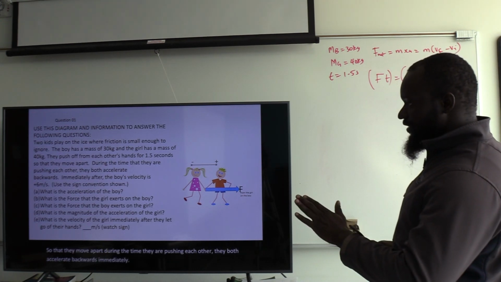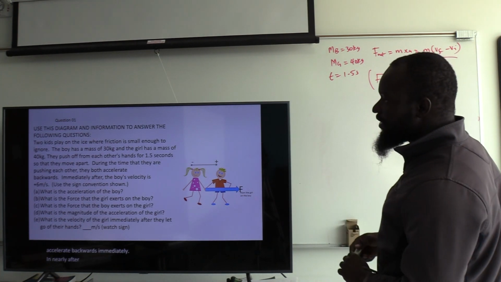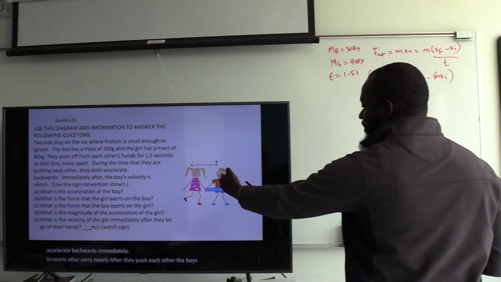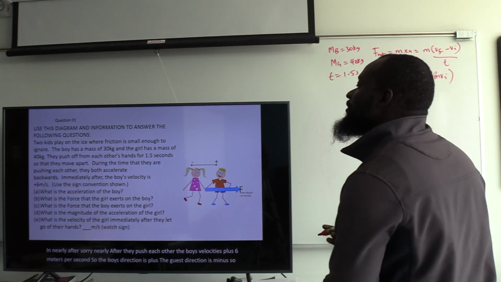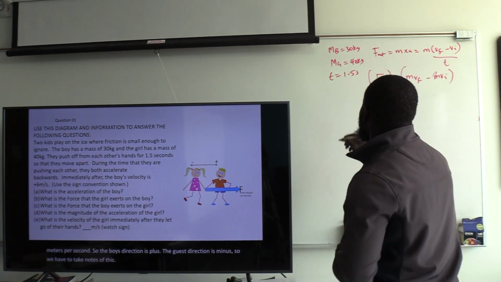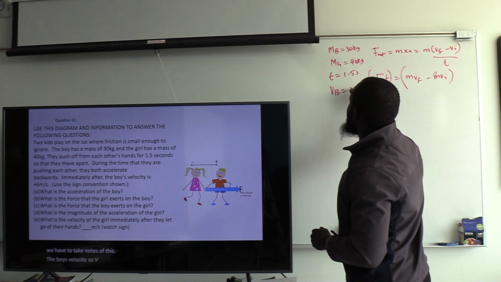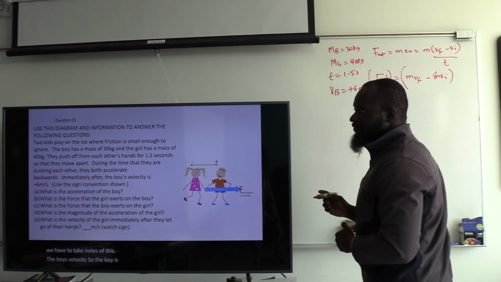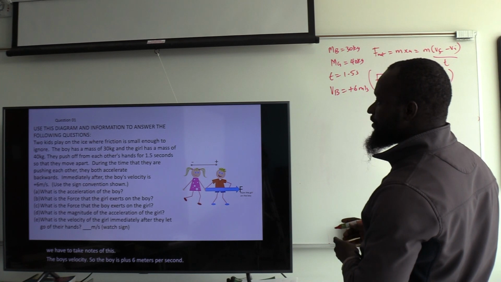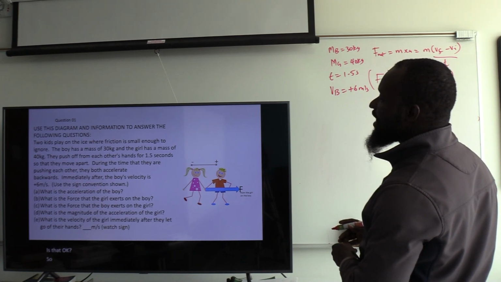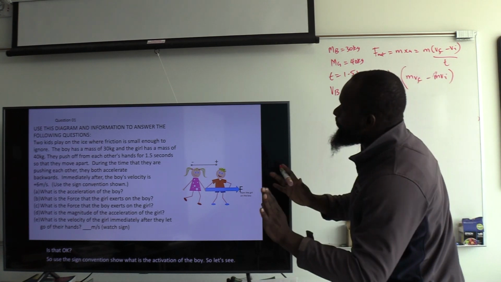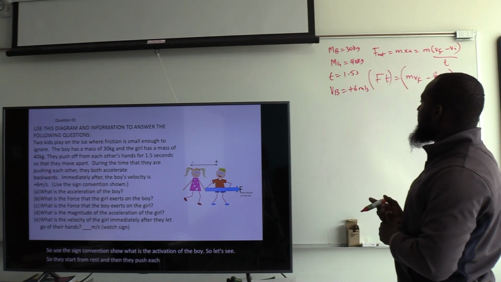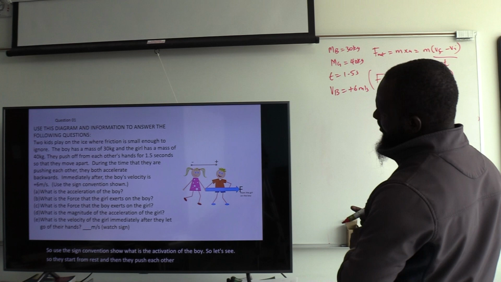Immediately after they push each other, the boy's velocity is plus 6 meters per second. So the boy's direction is plus, the girl's direction is minus. We have to take note of this. So v boy is plus 6 meters per second. Is that okay? So use the sign convention. What is the acceleration of the boy? They start from rest and then they push each other. So let's look at the acceleration of the boy.